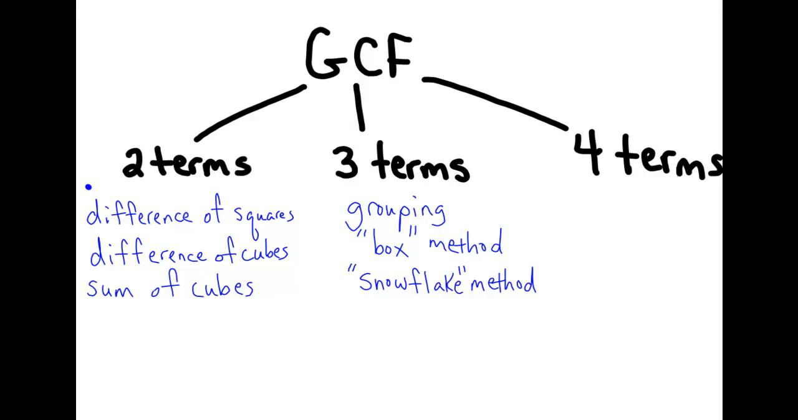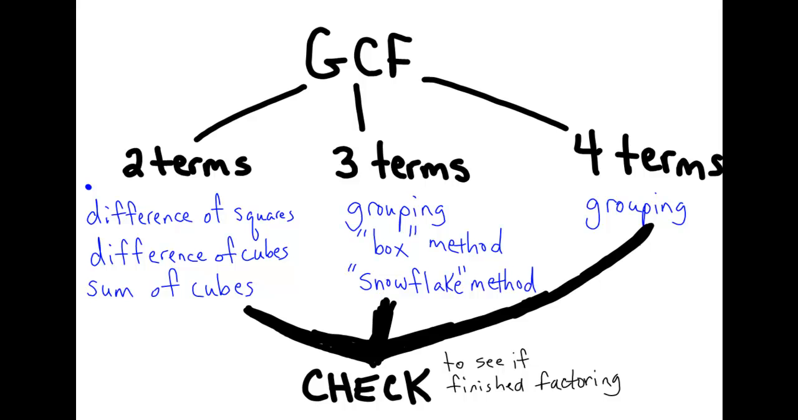If there are 3 terms, we factor by grouping, the box method, or the snowflake method. If there are 4 terms, we factor by grouping. And remember, once we have taken out the GCF and factored, we need to check and see if our finished product is indeed completely factored, and if not, start the process again.